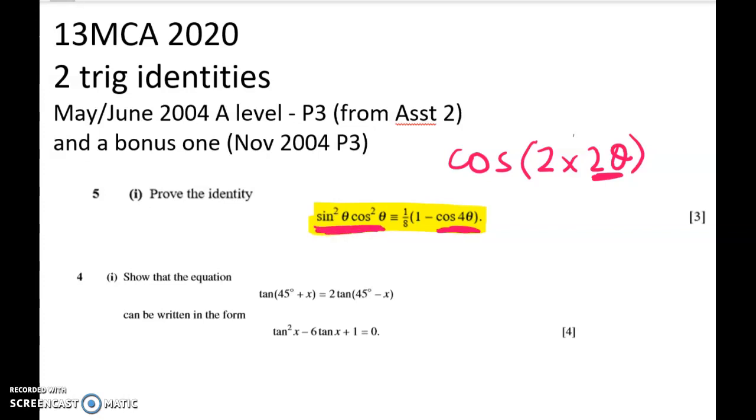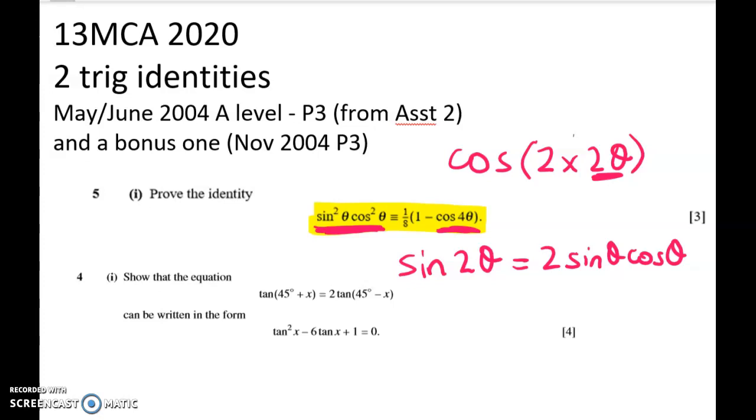And then the thing that will make it easier if you spot, but you might not be at this point in the year yet, is that whenever you see a sine theta cos theta, the trig identity that should come into your brain is this one, that sine of 2 theta is equal to 2 sine theta cos theta. Okay, so that's the preview of that question.